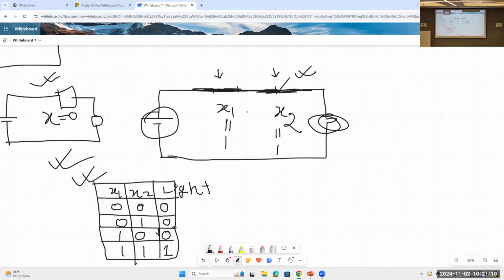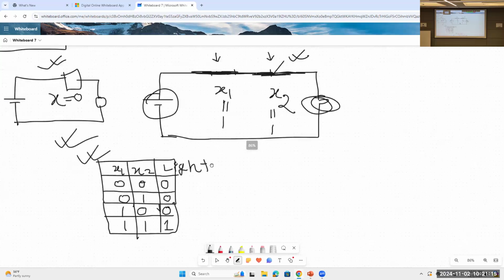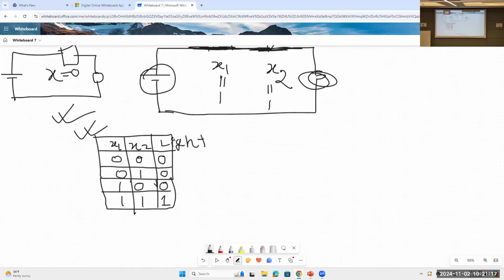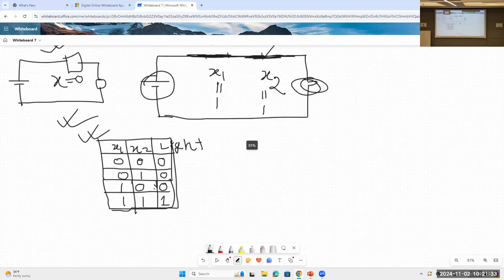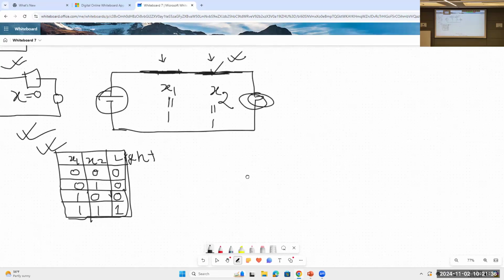This is very interesting because from this table you can see that whenever x1 or x2 is 0, the light will not glow, right? But when both switches are 1, then the light will glow. And this thing is called AND operation. Let me write this.